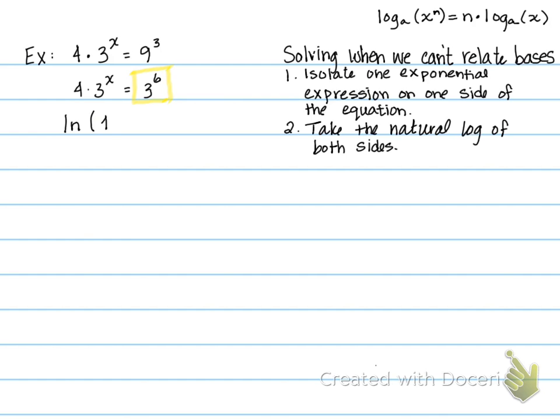Notice that we're taking the logarithm of the entire left side, so the entire left side in parentheses. You can't do like logarithm of 4 times logarithm of 3 to the x or anything like that. It's the entire left side in parentheses as your input, and then the entire right side, 3 to the 6th.